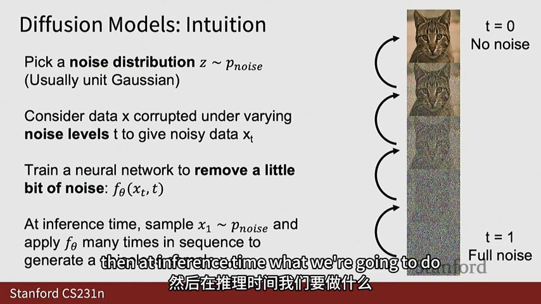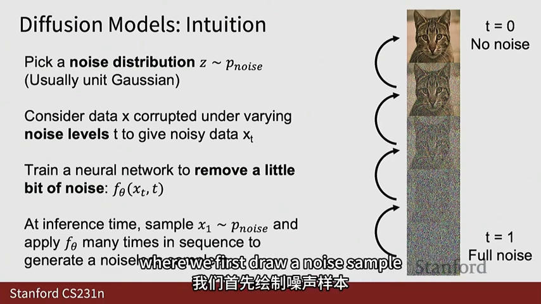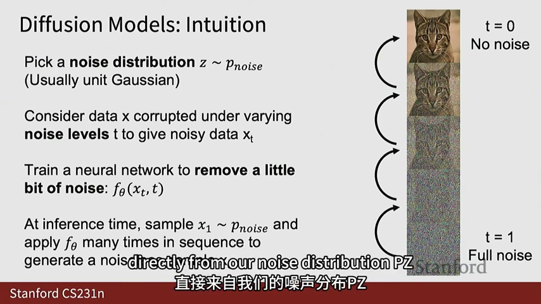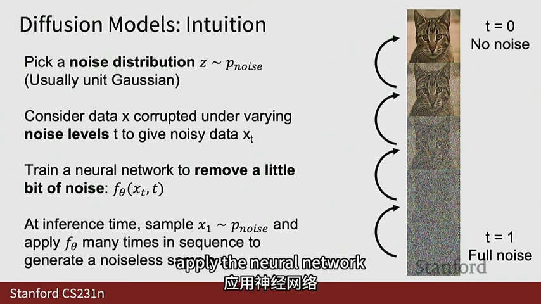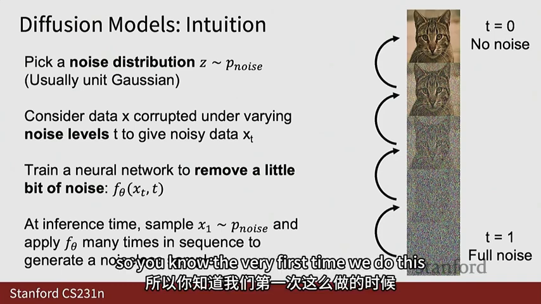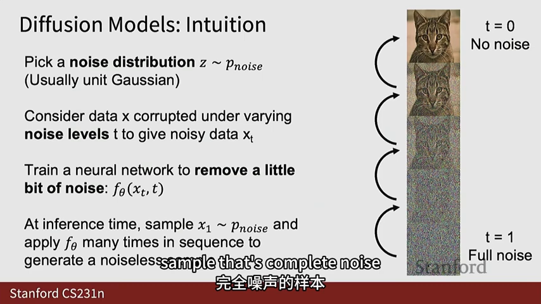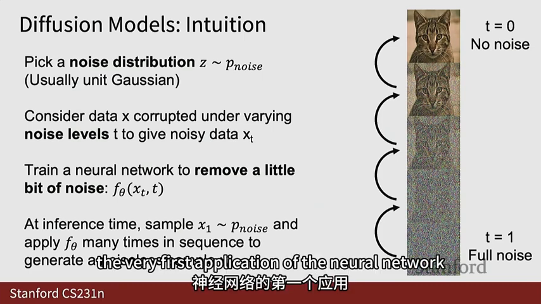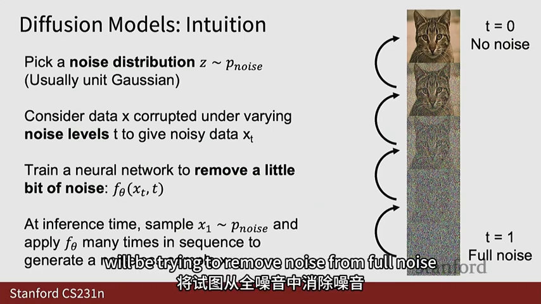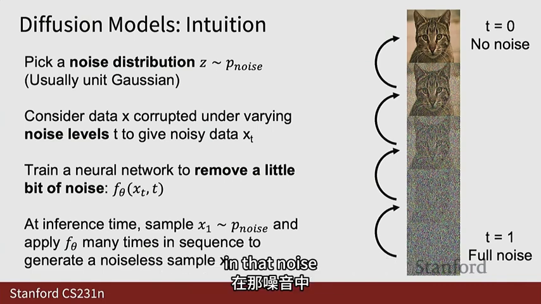Then at inference time, what we're going to do is do an iterative procedure where we first draw a noise sample directly from our noise distribution PZ, and then iteratively apply the neural network to remove noise from that sample one at a time. So, the very first time we do this, we're going to draw a complete sample that's complete noise, and then the very first application of the network will be trying to remove noise from full noise. So it will basically be forced to hallucinate just a tiny whiff of data structure in that noise.